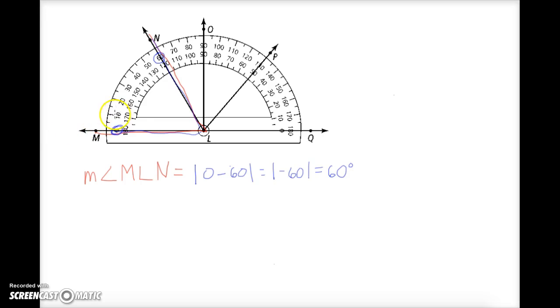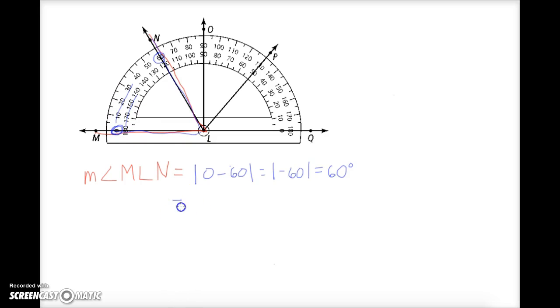Now, you probably noticed that there are two sets of numbers on the protractor. There's an upper row up here, and then there's a lower row down here. It's not going to matter which set we use as long as we use the same set of numbers to measure both rays. For example, we could also calculate the measure of angle MLN using this bottom row.